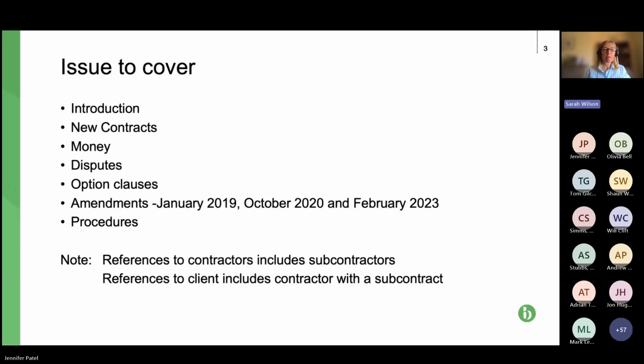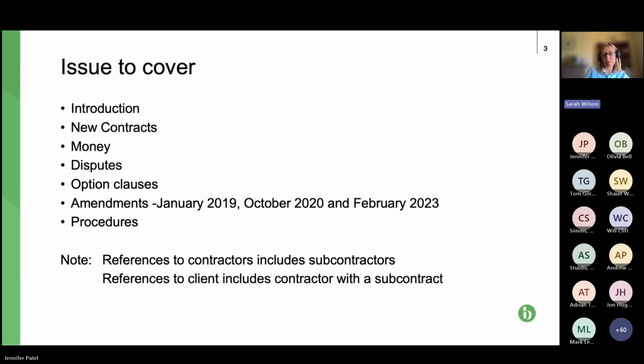Yep, so today we are looking at NEC 4. So we're just going to look at an introduction to the NEC contracts. Very quickly, we're going to look at the new contracts introduced with NEC 4. Then we're going to focus on the engineering and construction contract, stroke subcontract, which is probably the one you are typically using, and look at the key changes. So particularly around money, always important, disputes, the options clauses.